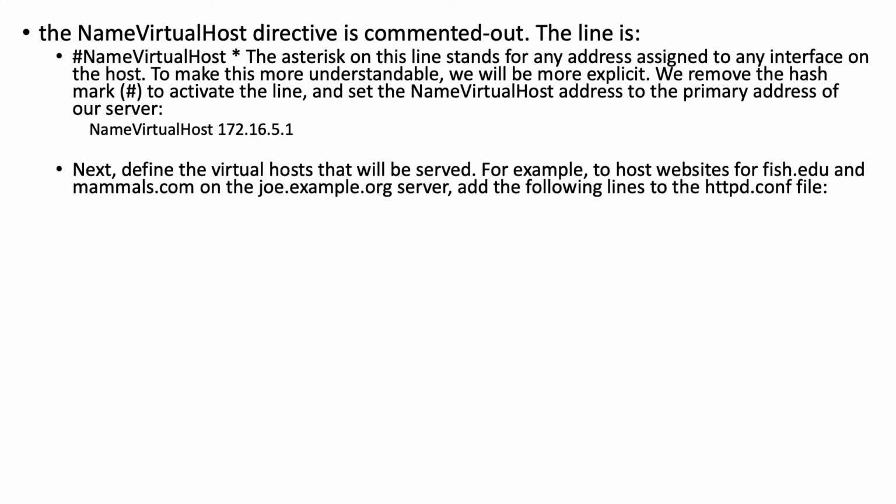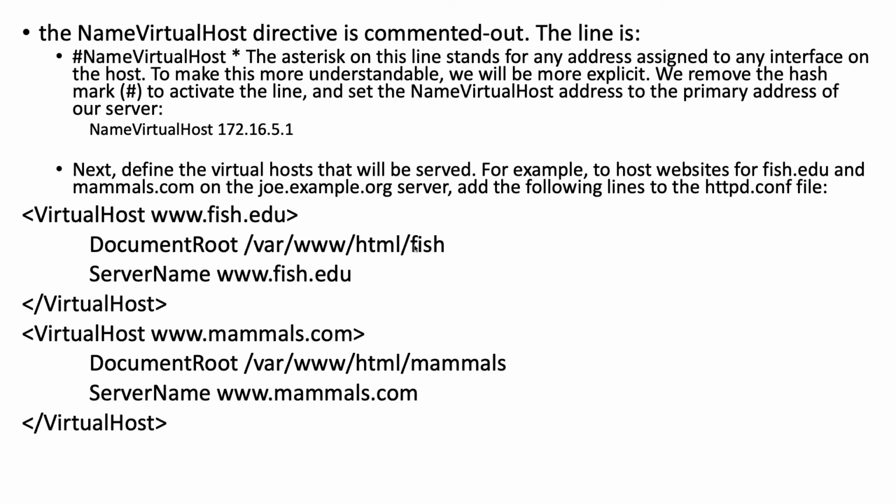The name virtual host directive is commented out, and then next you define the virtual host. Here's an example that they're talking about. If you had a virtual host called www.fish.edu, you'd define where its document root was, you'd tell where its server name was, you'd end that virtual host. Now you'd start talking about the next virtual host of www.mammals.com. You talk about document root, the server name, and virtual host.